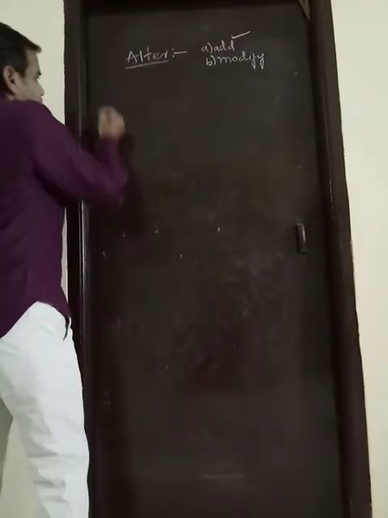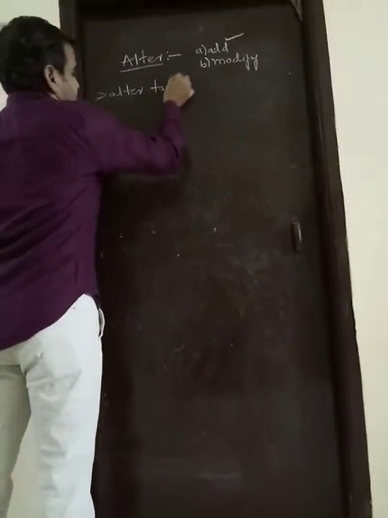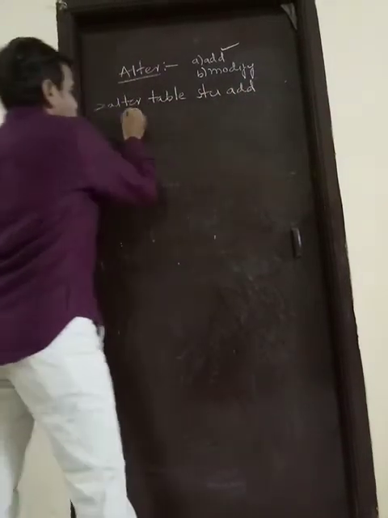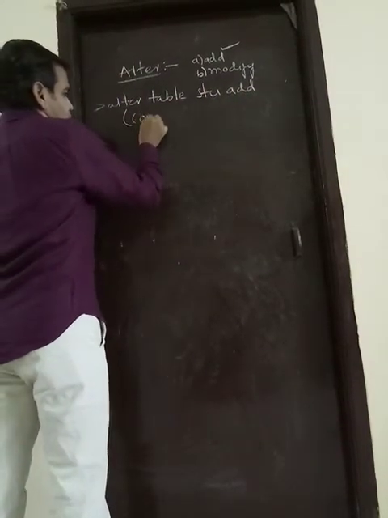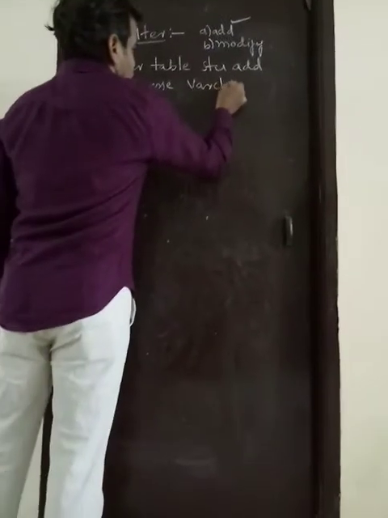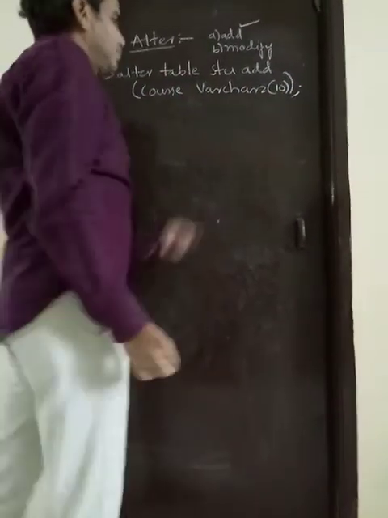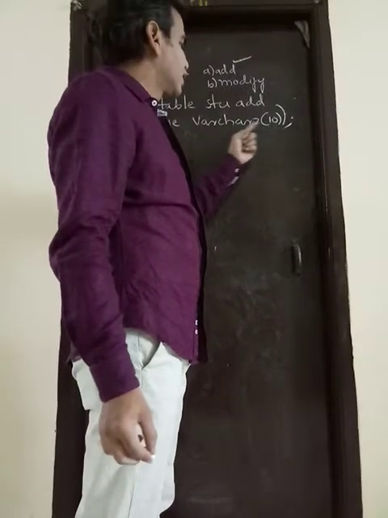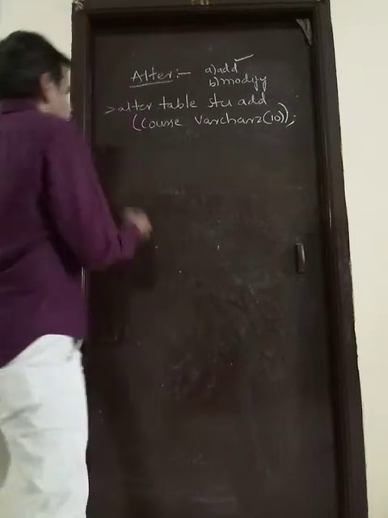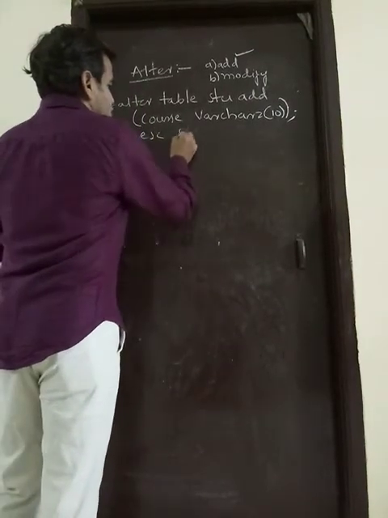First, alter with add. Alter table, table name is student, add. I am adding a new column named course. Course varchar2 of 10. Varchar means it is an alphanumeric data type; we can enter up to 10 characters. So we are adding a new column, that is course. If you want to see the structure of the table, we should enter DESC student.